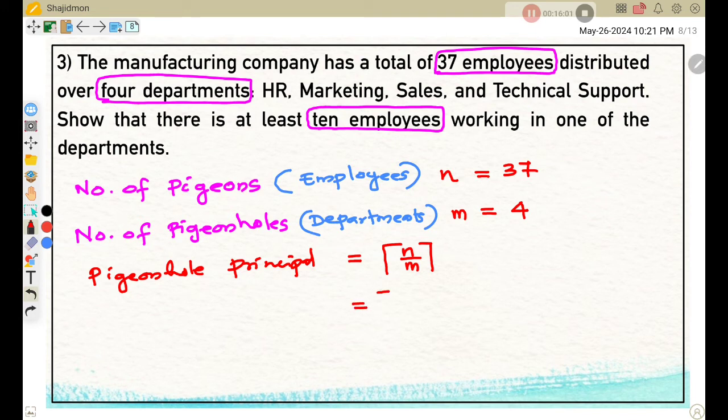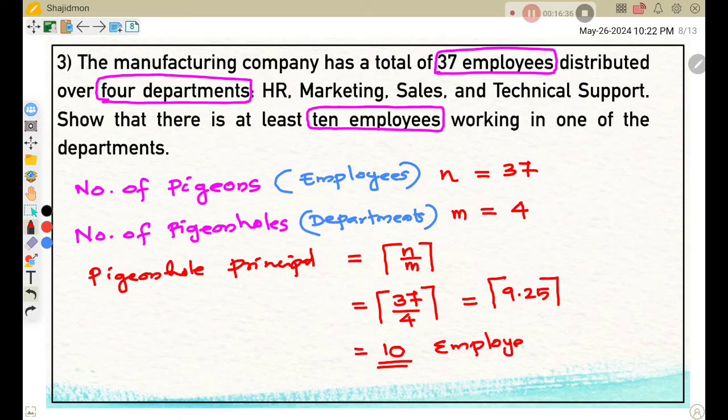So what is the ceiling function? n means 37 divided by m means 4. What is that number? You can check by calculator. So the ceiling of 37 by 4, that is 9.25. Ceiling function means we take the next integer number. If it is a decimal number, take the next integer. So after 9.25, the next integer is 10. So 10 pigeons means 10 employees. Always keep in mind, this number is the number of pigeons.